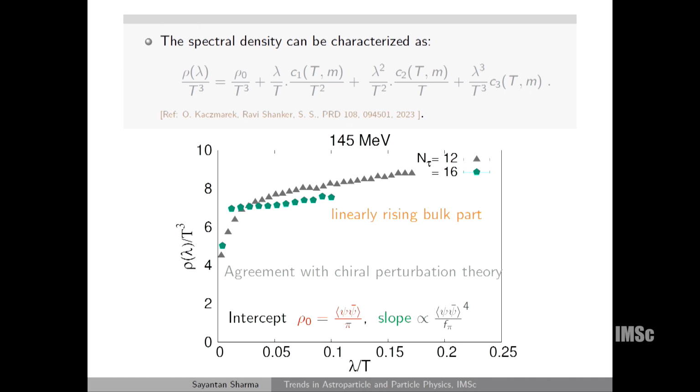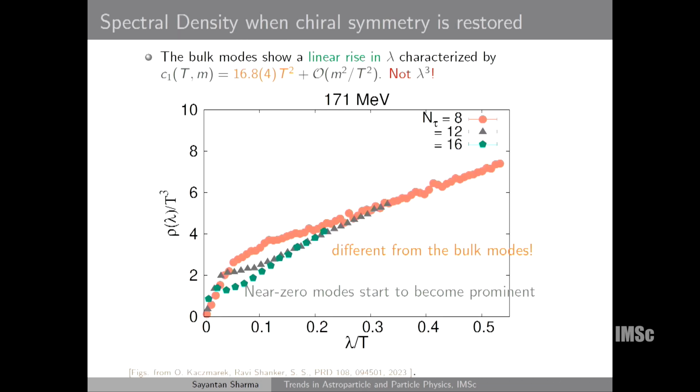The intercept is related to the chiral condensate, and if one extracts this chiral condensate, then one can predict the slope of this bulk part. This slope goes as the fourth power of the chiral condensate divided by the pion decay constant at zero temperature. So we find excellent agreement with chiral perturbation theory predictions in the chiral symmetry broken phase.